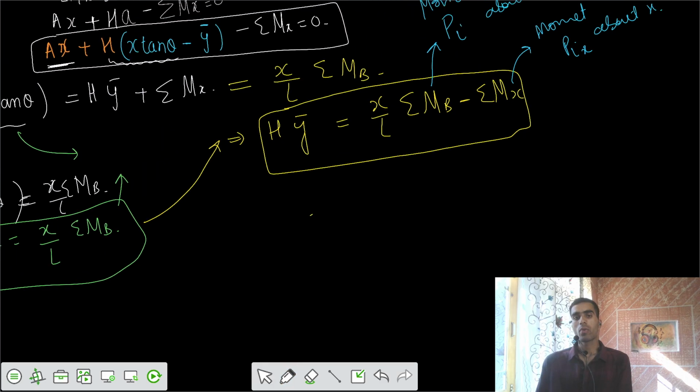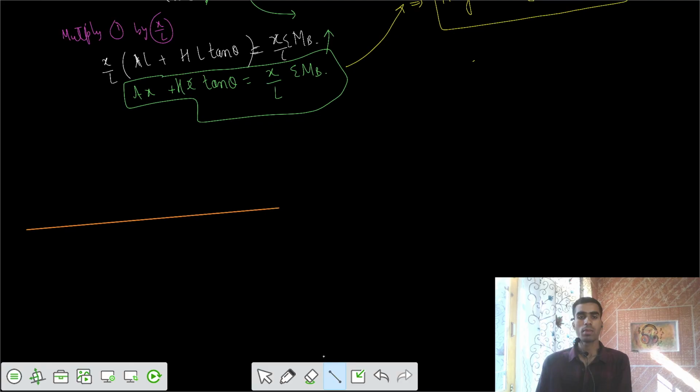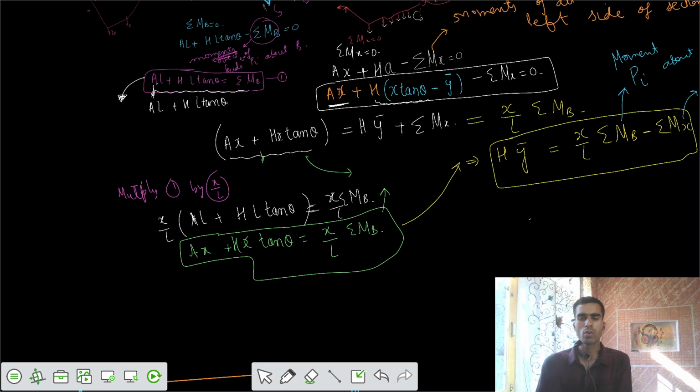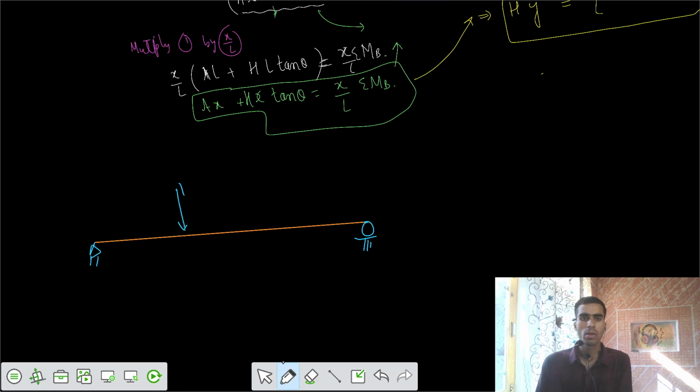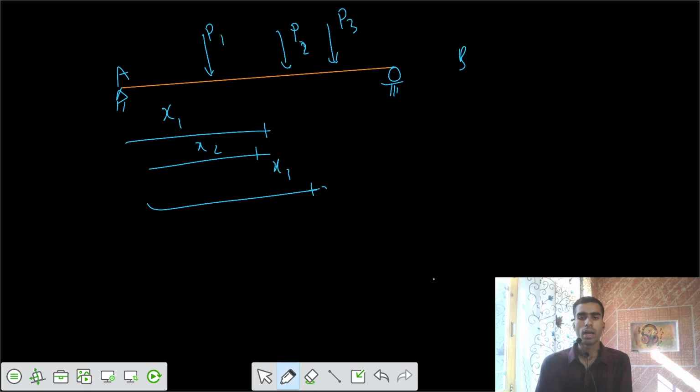Now we are going to do one thing. Let's have a general simply supported beam subjected to the same loads. We have these loads P1, P2, P3. We can have any number of loads, but let's keep only these three loads P1, P2, P3. They are at X1, X2, X3 from the support A.